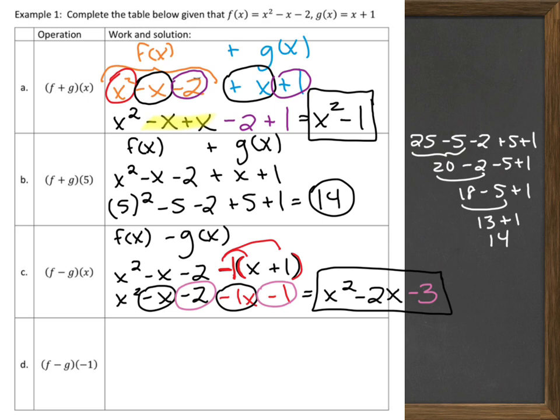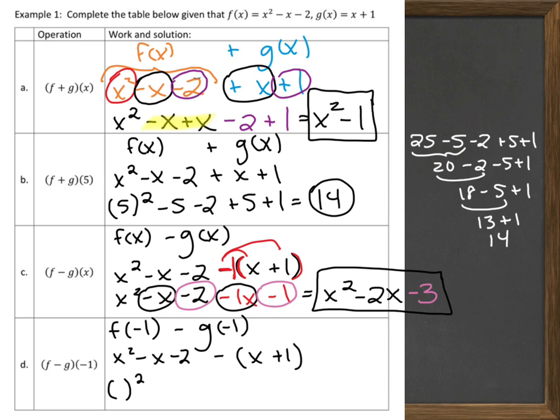All right, so let's do part D. We have f minus g of negative 1. So again, I'm going to rewrite this as f of negative 1 minus g of negative 1. Okay? So I'm going to first rewrite this function symbolically. So it's x squared minus x minus 2 minus parentheses x plus 1. After I do that, I will replace all of the x's everywhere in both equations with the number negative 1. So let's go ahead and do that.